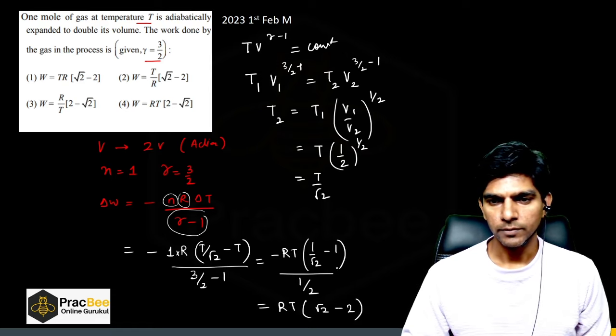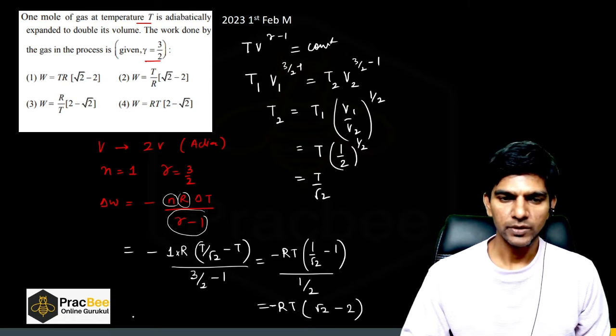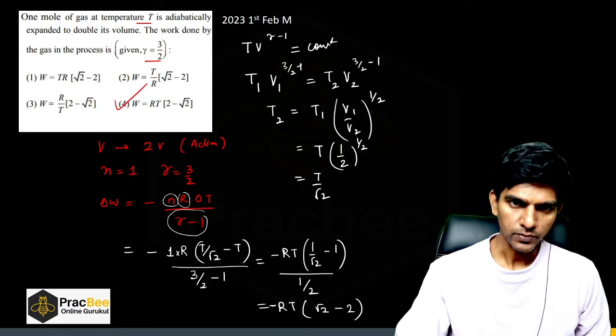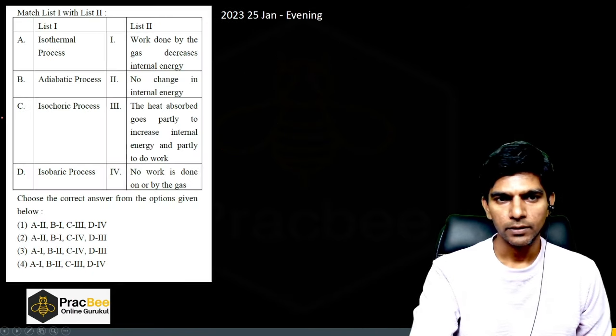So root 2 minus 2, and there is a negative on the outside, right? So it becomes 2 minus root 2. So 2 minus root 2 times RT. So option 4 is the right answer.